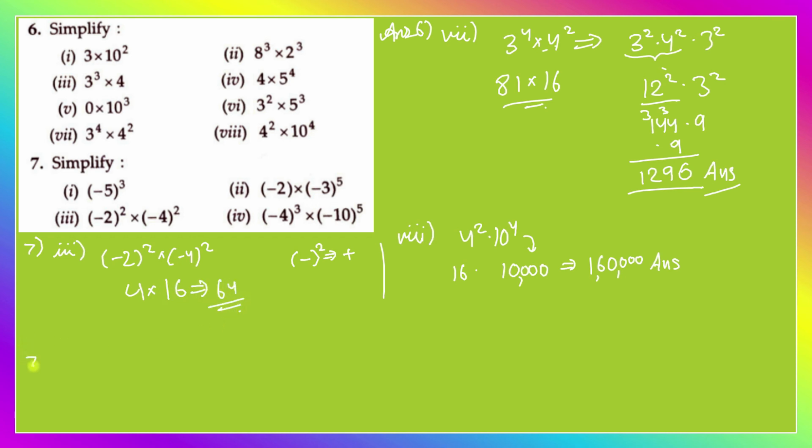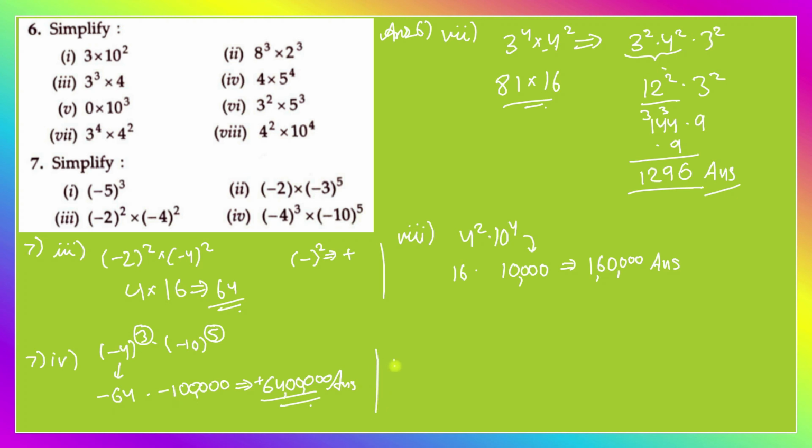But for now, let me tell you the 4th part also. Minus 4 cubed into minus 10 to the power 5. In this case, the powers are 3 and 5, odd numbers, that's why each answer would be negative. So minus 4 cubed would be minus 64, and minus 10 to the power 5 would be minus 1 followed by 5 zeros, 1 lakh. But as there are 2 minuses, minus into minus becomes plus. So the answer would be 64 followed by 5 zeros. So you just get 64 lakhs as the final answer, but positive.